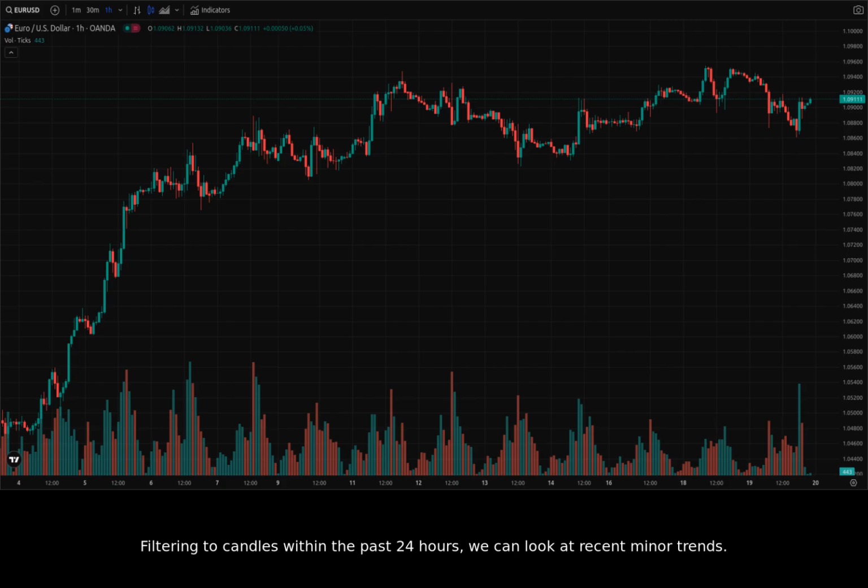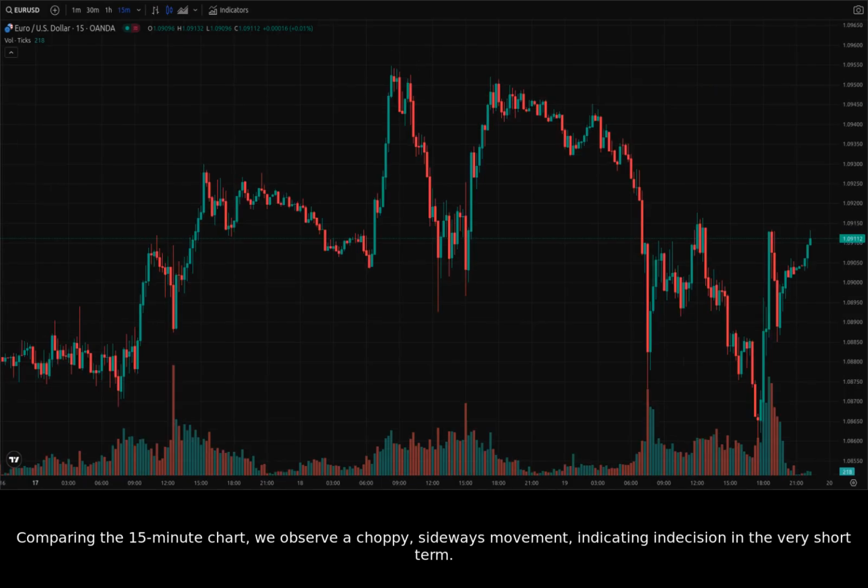Filtering to candles within the past 24 hours, we can look at recent minor trends. There was a climb and a drop, which now seems to be oscillating around 1.092. This level may be a pivot point to watch and is potentially a good indicator of whether to go long or short. Comparing the 15-minute chart, we observe a choppy, sideways movement, indicating indecision in the very short term.